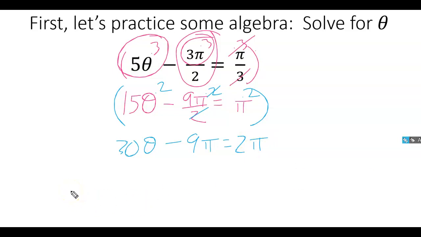Once all the fractions are gone, our goal is that we want to get the theta by itself. So the first thing we're going to do is put the pi's together.